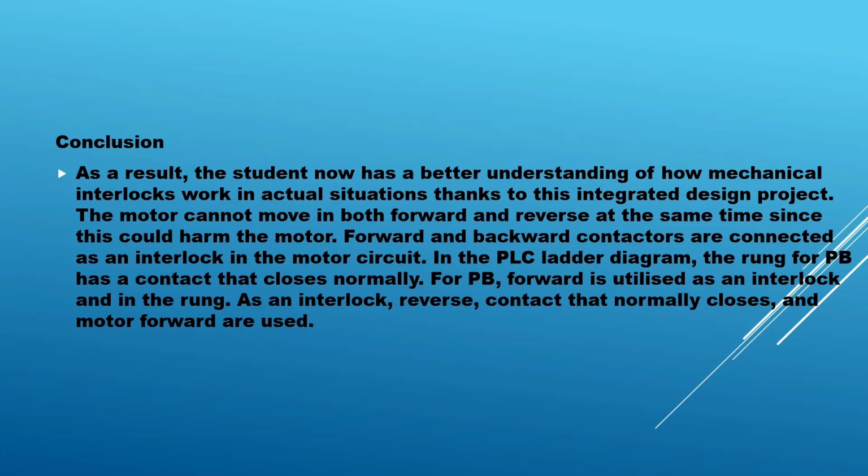In the PLC ladder diagram, the rung for PB has a contact that is normally closed. For PB forward, it is interlocked, and in the rung an interlock reverse contact that is normally closed and motor forward are used. Next, we go to our simulation video.